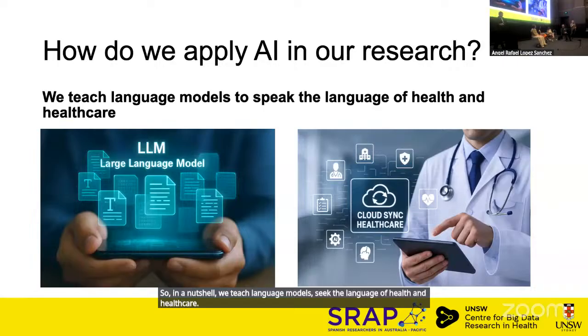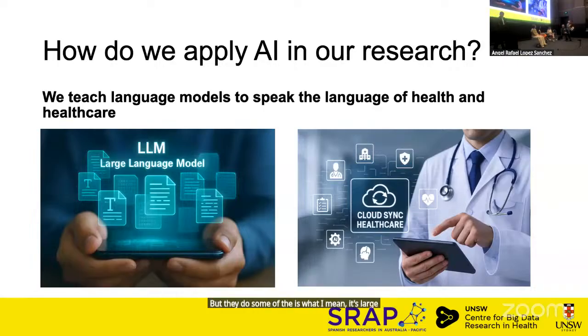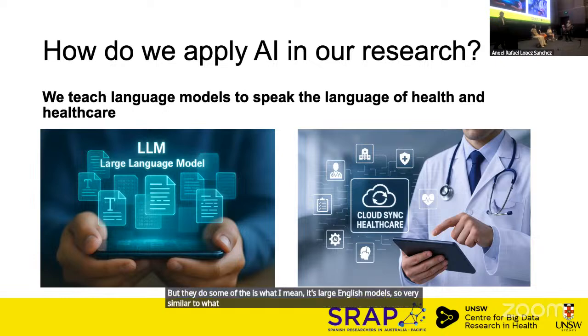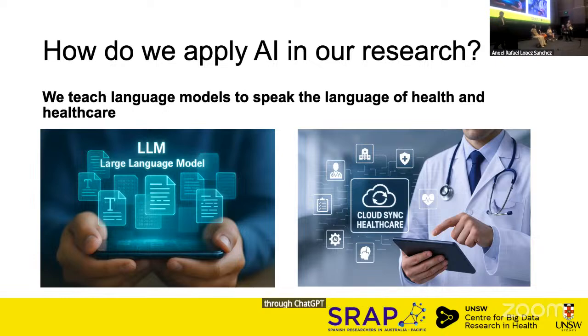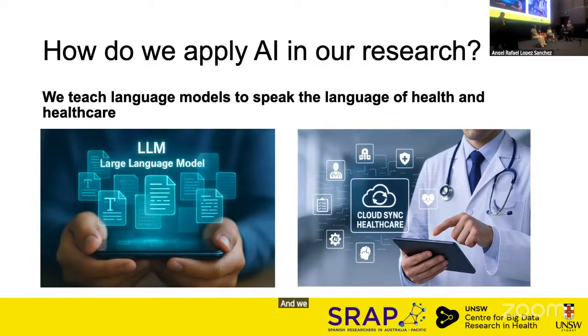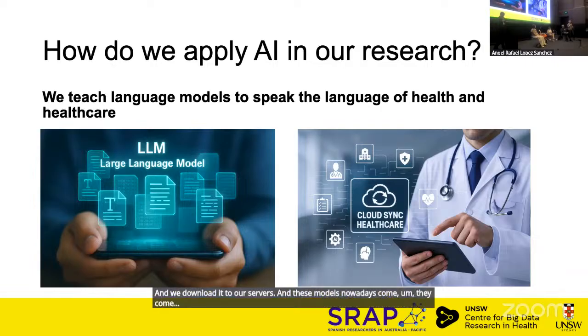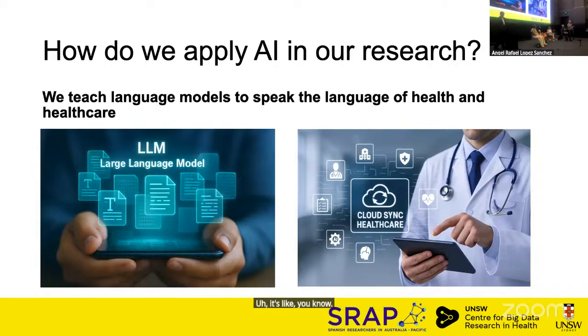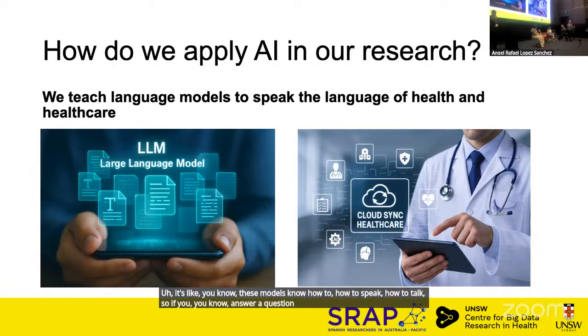But language models nowadays, what I mean is large language models, very similar to what you have when you interact with ChatGPT. What we usually do is take an open source model and download it to our servers. These models nowadays come pre-trained from big companies usually, like Meta. To establish a parallel, it's like these models know how to speak, how to talk. If you enter a question, usually they answer.